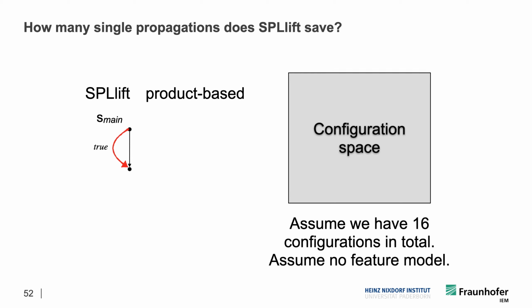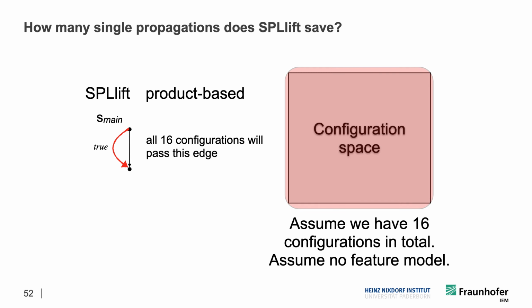Now, if SPLift computes such an edge here, such as jump function true, then this means that in the product-based approach, we would have 16 different individual analysis runs, each of which compute the same data flow edge, okay? So here we have one operation that is already representing 16 operations in the product-based approach. So it's the entire configuration space.